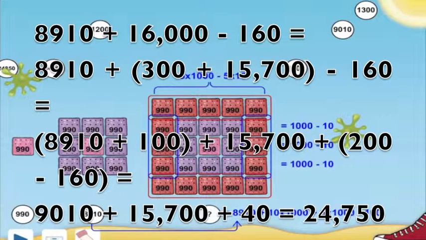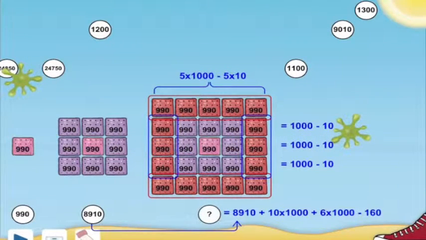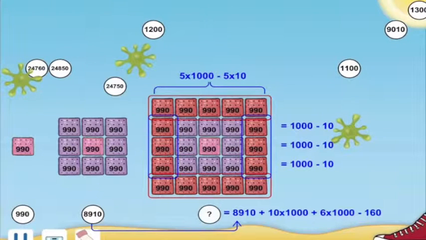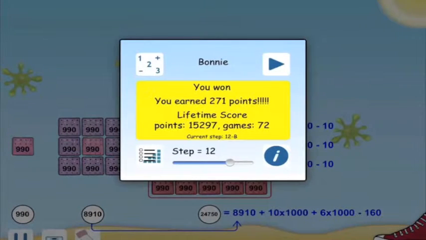We then have 9,010, that's 8,910 plus 100 gives us 9,010, plus 15,700, and 200 minus 160 produces 40. So we just have to add 9,010 plus 15,700 plus 40. That's a relatively easy addition, and we obtain 24,750. Let's go ahead and look for that total bubble to complete the game. And there it is. Excellent.